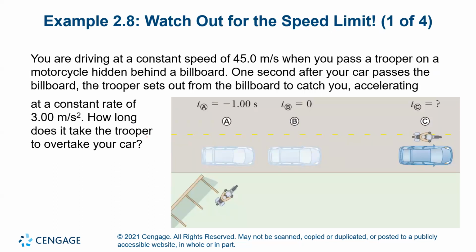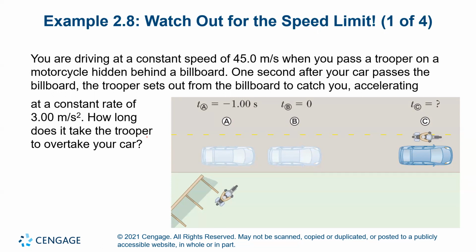Now let's try to solve this complicated problem. You are driving at a constant speed of 45 meters per second when you pass a trooper. A trooper is probably a police officer riding a motorcycle, hidden behind a billboard. So you are driving at constant speed, and then all of a sudden the trooper tries to catch up with you, probably because you are overspeeding.